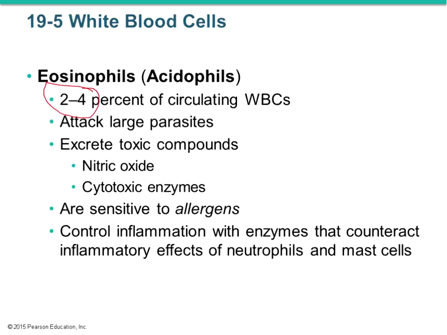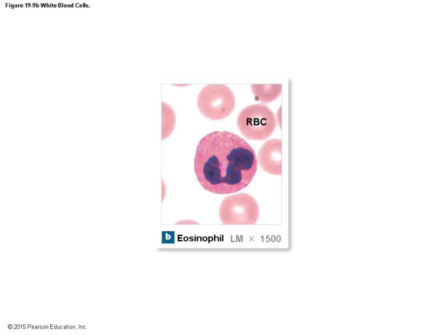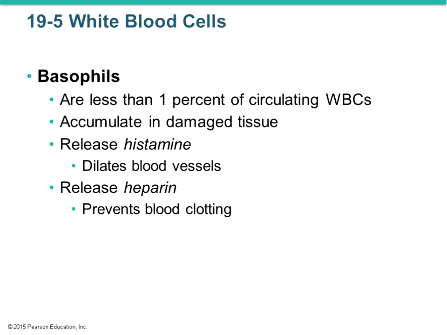All right, eosinophils. These are only 2 to 4% of the white blood cells. Typically they go for larger parasites. They have toxic components that can be released that are cytotoxic or kill off cells. Also very sensitive to allergens, so they can be involved in the process of inflammation as well. And so there's what an eosinophil looks like. As I said, it sort of has maybe a pinkish or lighter colored cytoplasm.